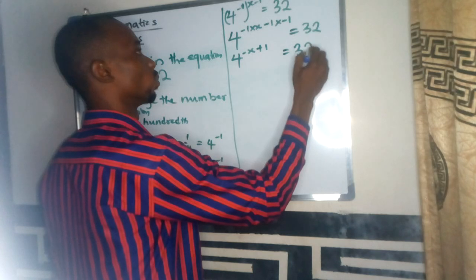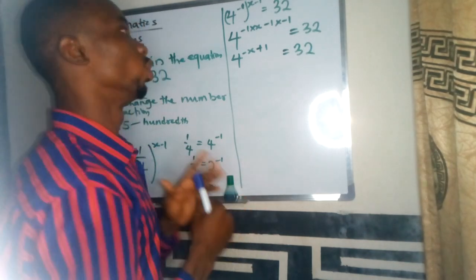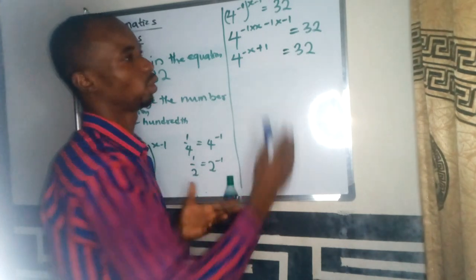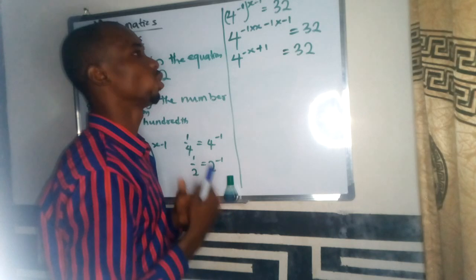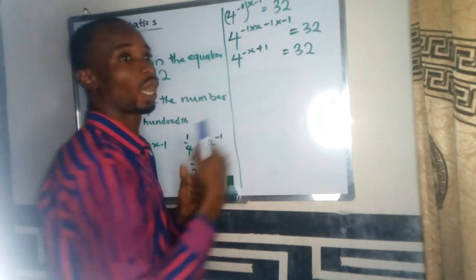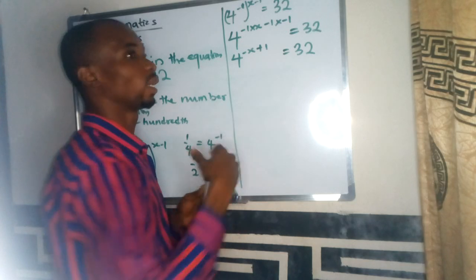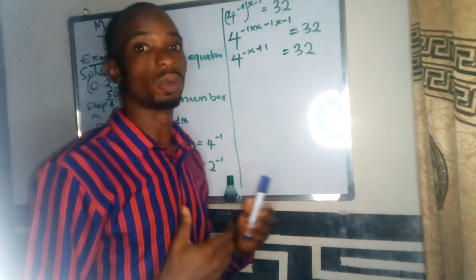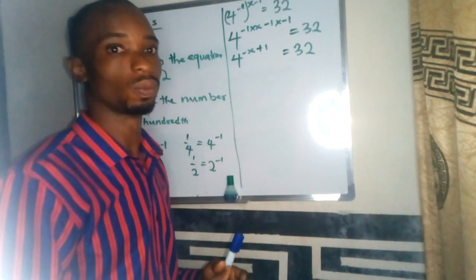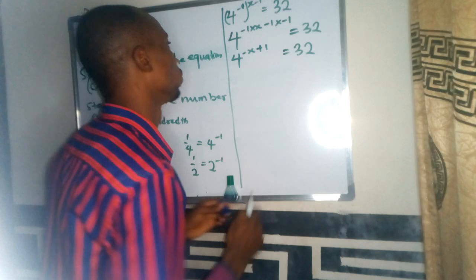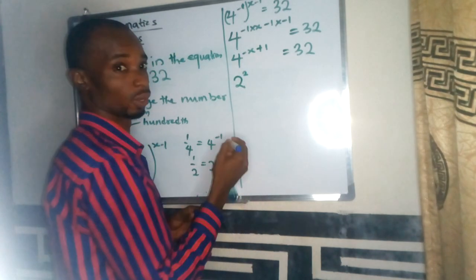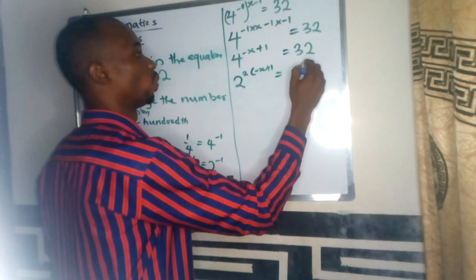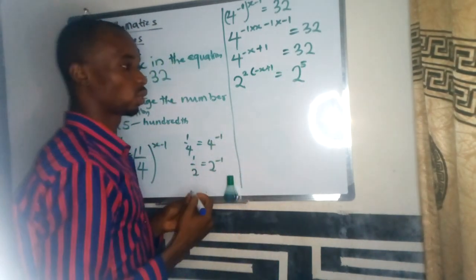You have 32. Now, in indices, you need to always try as much as possible to make the base the same. Here the base is 4, but this 32 doesn't have the base, right? So you ask yourself, what number can I use that will multiply itself a number of times to give me 4? And also the same number, how many times will it multiply itself to give me 32? So you guess it right, it is 2. 2 raised to the power of 2 gives us 4, and 2 raised to the power of 5 gives us 32.